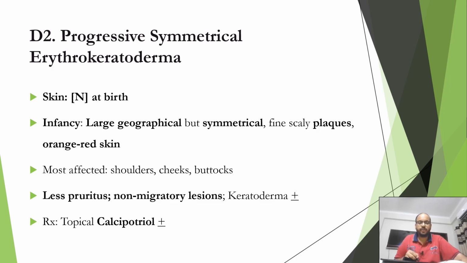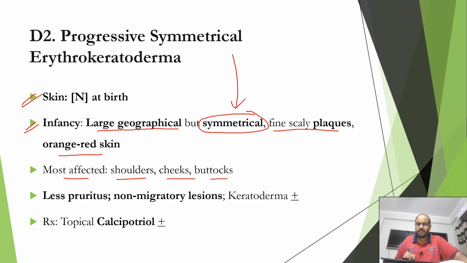Non-progressive symmetrical erythrokeratoderma: the skin is normal at birth. At infancy, you have large geographical but symmetrical lesions, because it is symmetrical. That's the name. Symmetrical fine scaly plaques along orange-red skin. The most affected sites are shoulders, cheeks, and buttocks. The lesions are less itchy, non-migratory lesions.